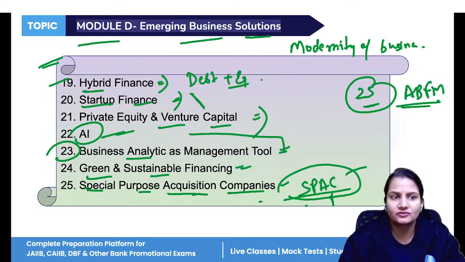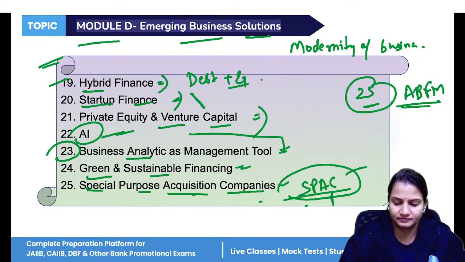All the units, all the chapters are important. You don't have to miss any chapter. IIBF can ask any question from any chapter. So we cannot say that this particular module is very important and that one is least important.